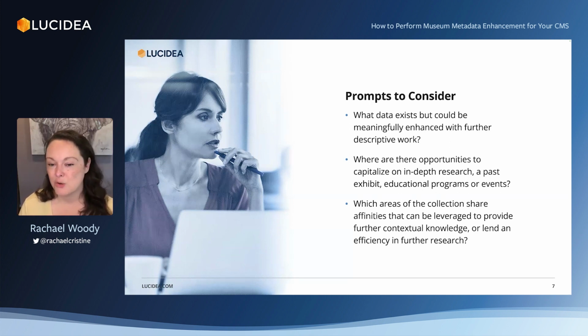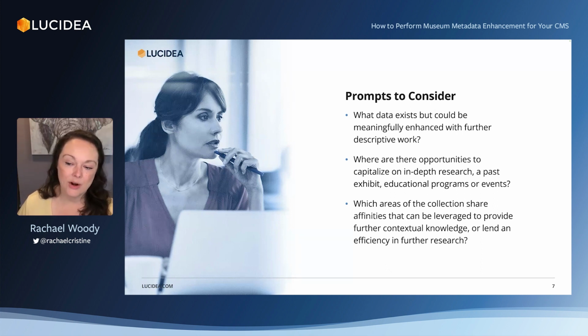So first prompt: what data exists but could be meaningfully enhanced with further descriptive work? This is the case where you may have met basic requirements and you've got your minimal descriptions and a couple of subjects, but having more information could lead to that object having more meaning and therefore being more used, more easily discoverable. And so where does that make sense? Where are there opportunities for that enhancement work?